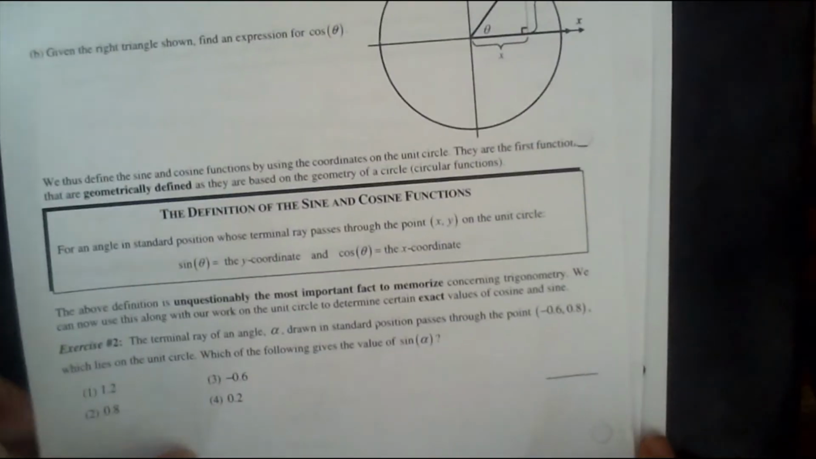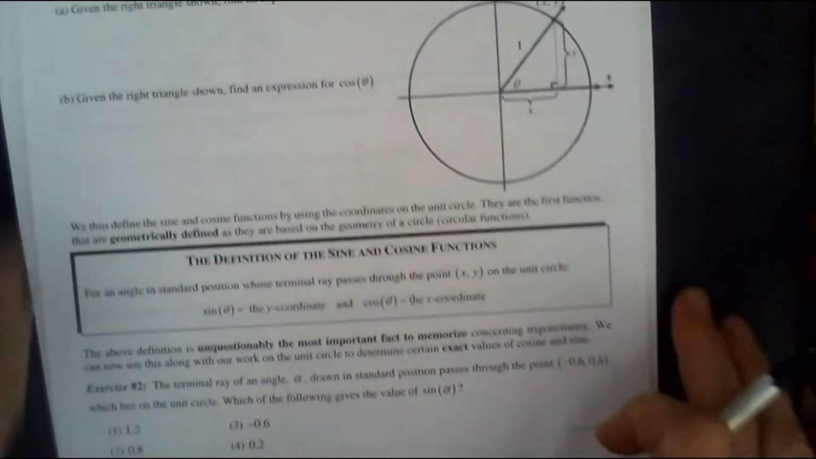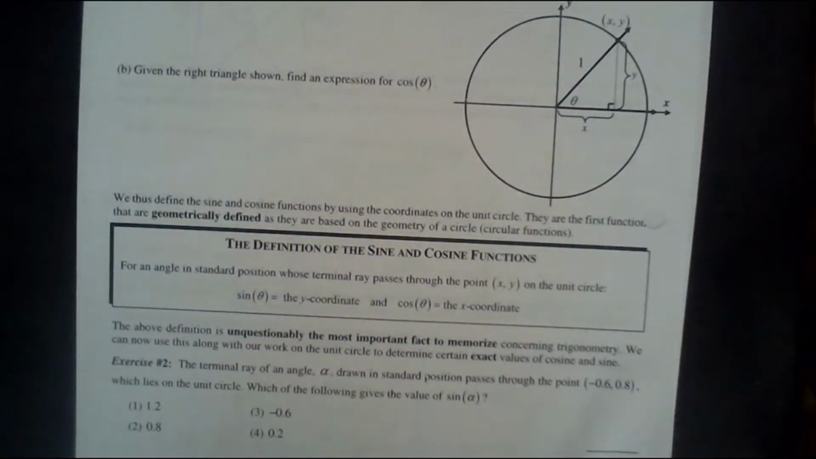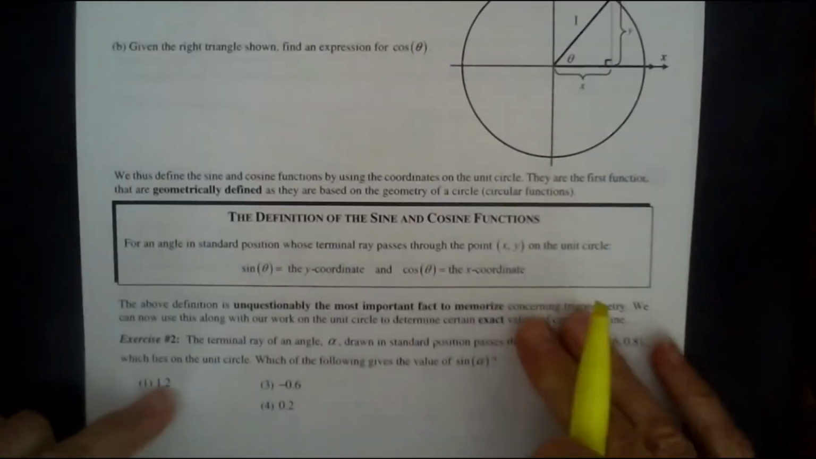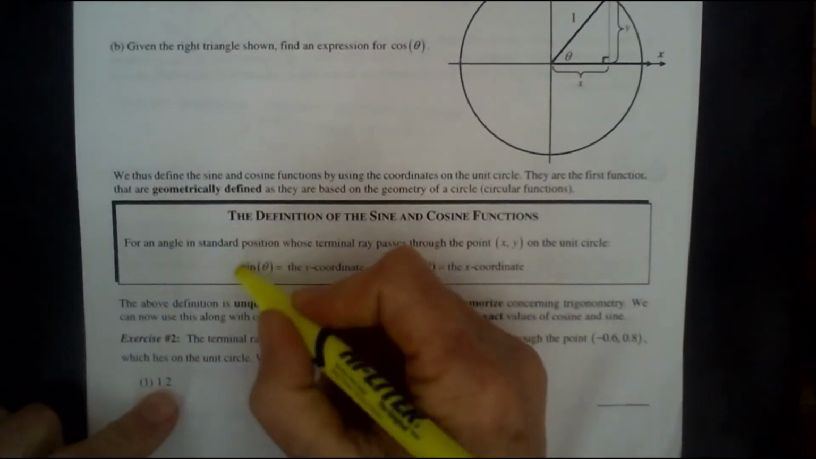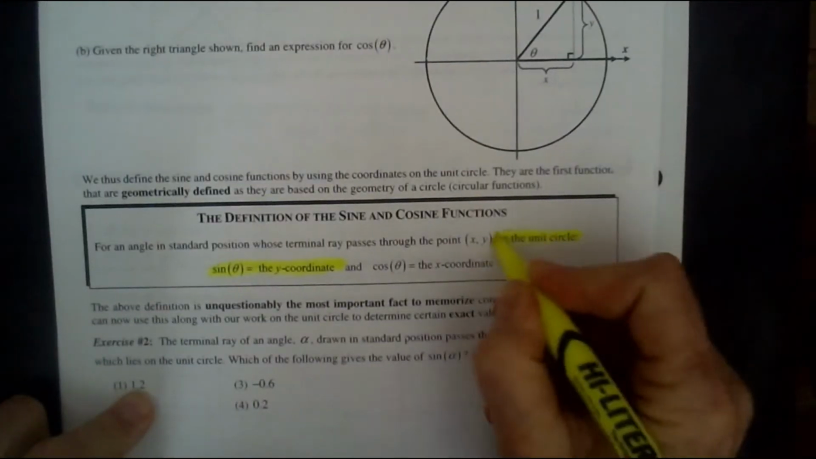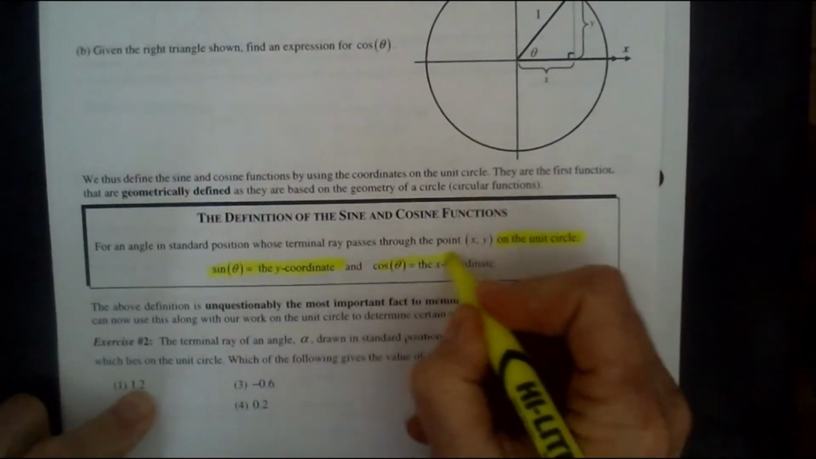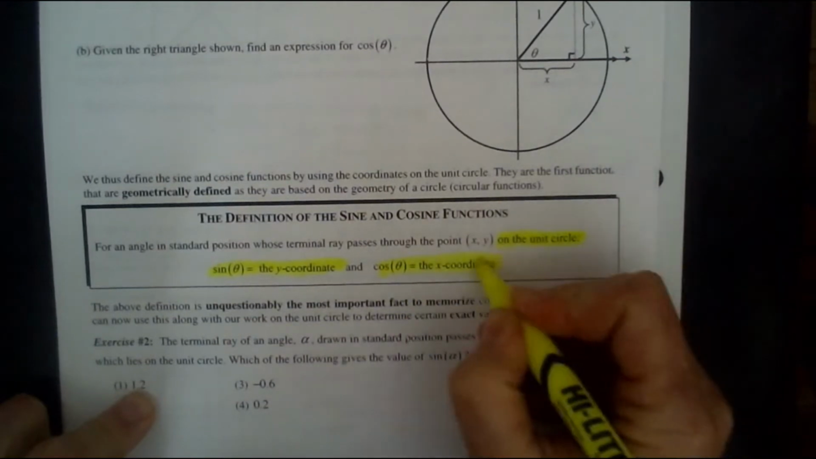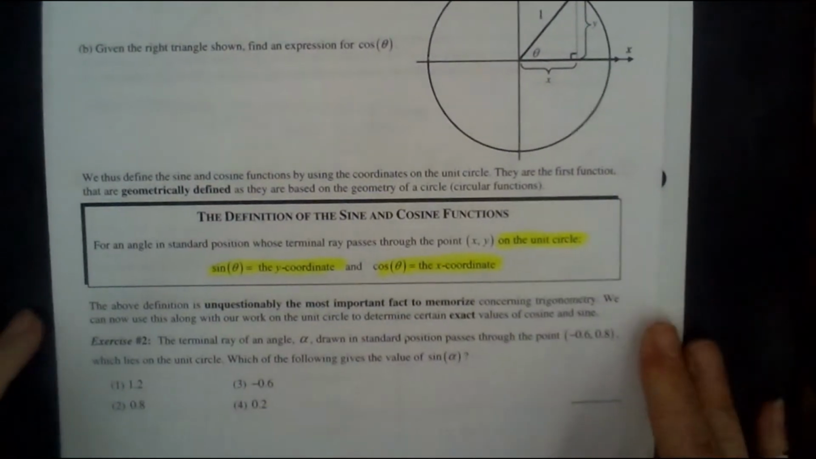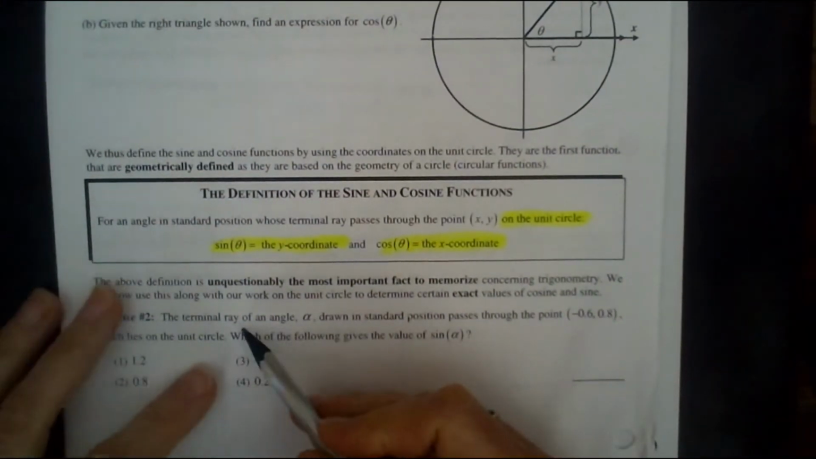I want to do exercise 2 down at the bottom, and I also want you to highlight what we were just talking about, that the sine of theta is equal to the y-coordinate if you are on the unit circle, and the cosine of theta is equal to the x-coordinate if you are on the unit circle.